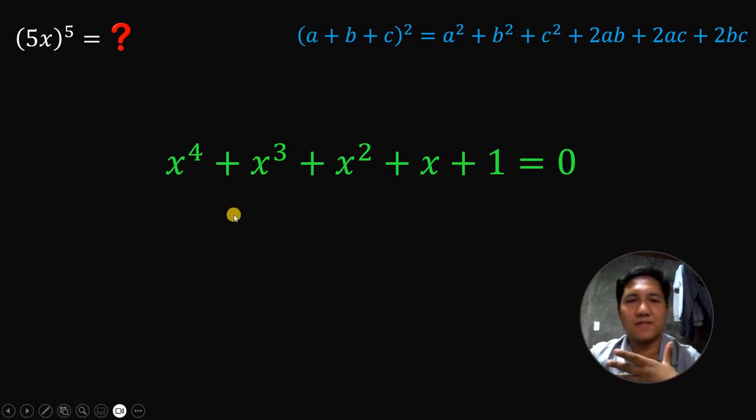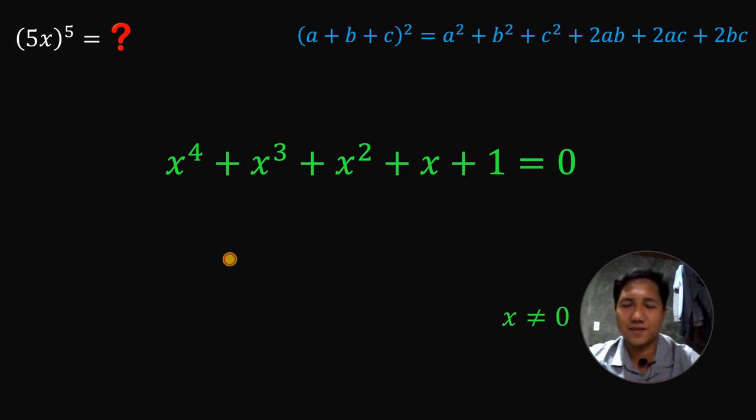Now, our goal is to solve for the value of 5x raised to the 5th power, but we don't have x raised to the 5th power in this equation. But take note, in this equation, clearly x is definitely not equal to 0, because if we let x be 0, the left-hand side is 1 and the right-hand side is 0. Therefore, x is not equal to 0, given this equation, and also given the original equation. So, since we know that x is not equal to 0, we're going to multiply both sides by x. This is legal because x is not equal to 0.